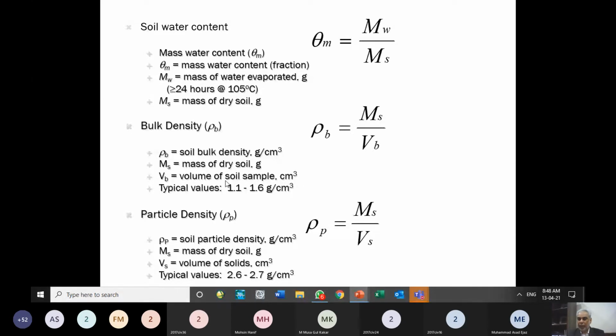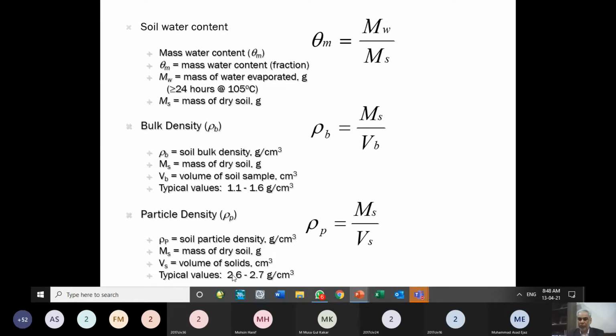As comparison to water density, water has a density of 1 gram per cc, or 1 kg per liter. The bulk density of the soil varies from 1.1 to 1.6. As compared to that, if I divide the mass of the same soil with only the volume of the solids, that will be a smaller quantity. It doesn't have water in it. So then this density is quite high. Its value ranges from 2.6 to 2.7.